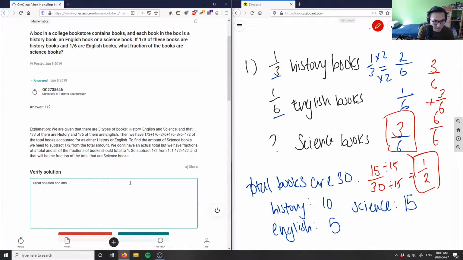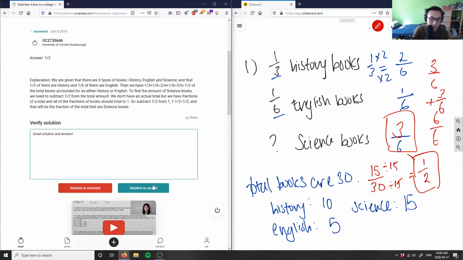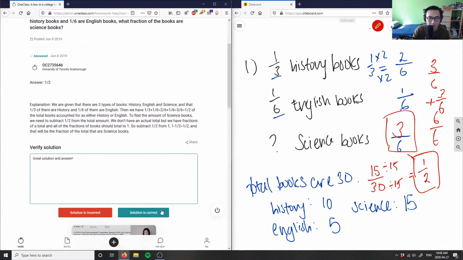Great solution and answer. How you can approach this question is you can do it using fractions, or you can make up an arbitrary number. You can say the total amount of books in the college bookstore is 30 or 100 or something like that. You get the same answer regardless because you're working in fractions, so it doesn't matter. In this case, we assumed there was 1 book in the bookstore, so we had fractions of a single book. So either way, both solutions are correct. It all leads up to our answer, which is 1/2 here.